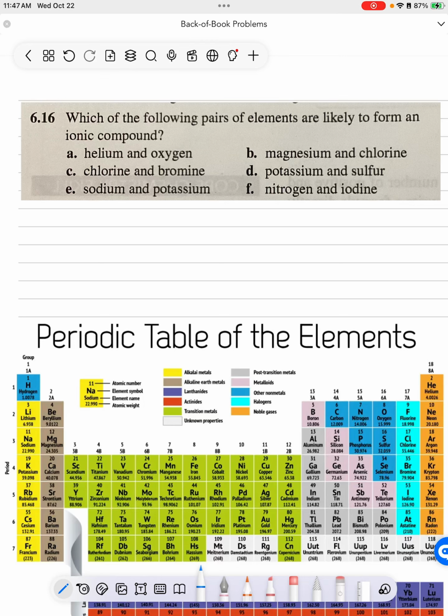Okay, this question isn't comparable to any of the back of the book problems, but it's a good one for testing skills. It's asking which of the following pairs of elements are likely to form an ionic compound. If you see a question like this on a test, the first thing I would do is write down what an ionic compound is. You have learned that an ionic compound is a metal bonded with a nonmetal. So, metal plus nonmetal.